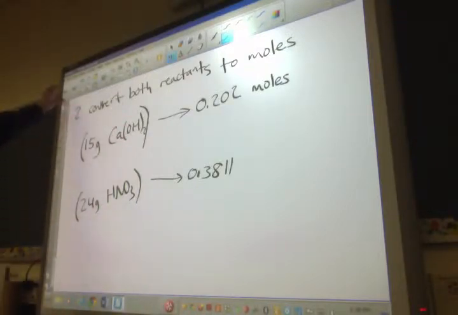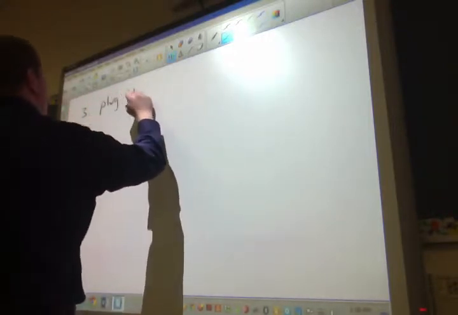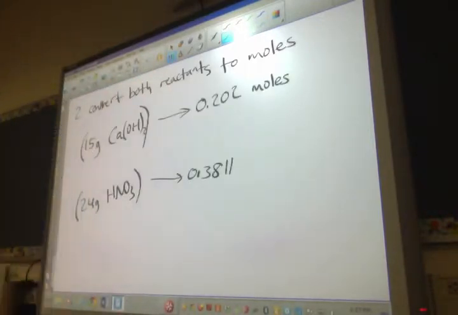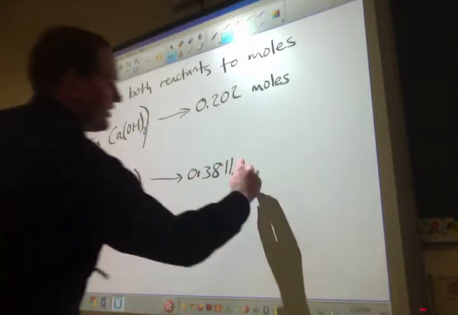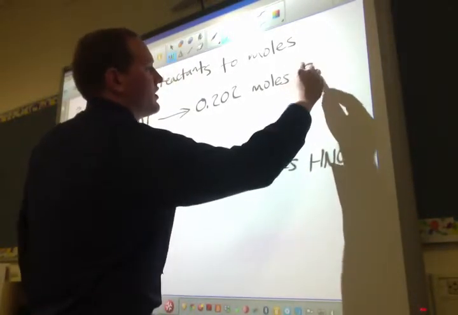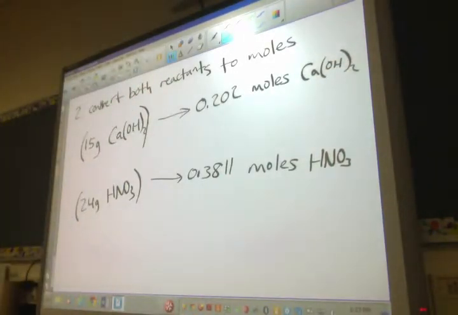All right. Step 3. Copy these down, please. We've converted both reactants to moles. Yeah, 0.3811. Is that by 24 grams or is that by what? That is the moles, yes. And I should write this: that's moles of HNO3, moles of Ca(OH)2.